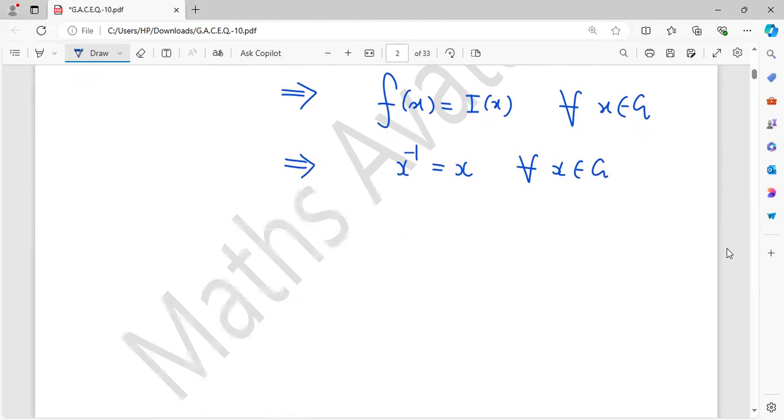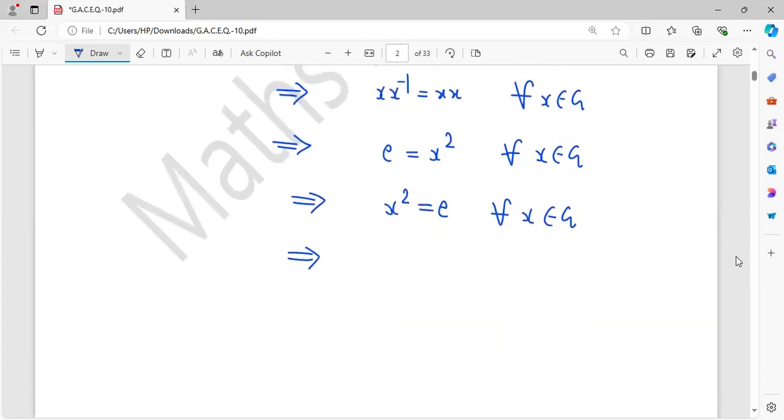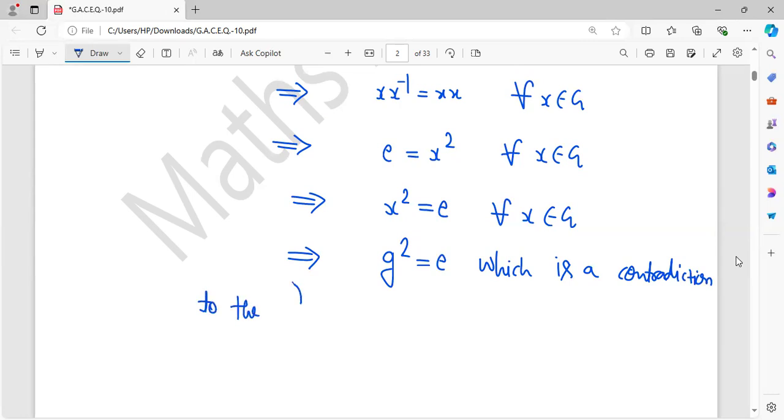Now what is the meaning of this? If we operate x on both sides, this will be xx for all x belongs to G. So this is the identity and this is x square for all x belongs to G. So this implies x square is equal to e for all x belongs to G. Because this is true for all x belongs to G, we have g square is equal to e, which is a contradiction to the fact that g square is not equal to e.